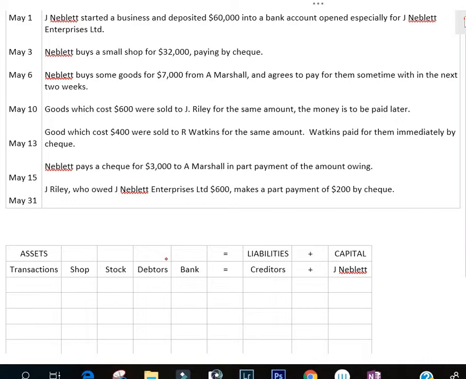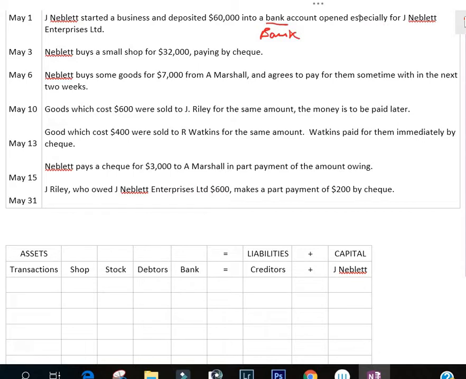So on May 1st, Nebelit started a business and deposited $60,000 into a bank account opened especially for J. Nebelit Enterprises Limited. So when we analyze this, we see right away that Nebelit has taken $60,000 cash of his own money and put it into a bank account. So we have to account for this cash. So we create an account called bank.